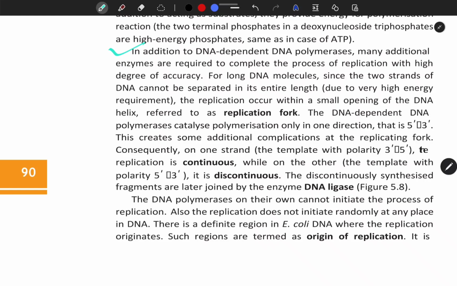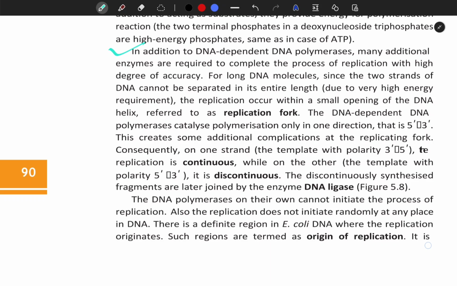In addition to DNA-dependent DNA polymerases, many additional enzymes are required to complete the process of replication with a high degree of accuracy. For long DNA molecules, since the two strands of DNA cannot be separated in their entire length due to very high energy requirement, the replication occurs within a small opening of the DNA helix, referred to as a replication fork. The DNA-dependent DNA polymerases catalyze polymerization only in one direction, that is 5' to 3'. This creates some additional complications at the replication fork.